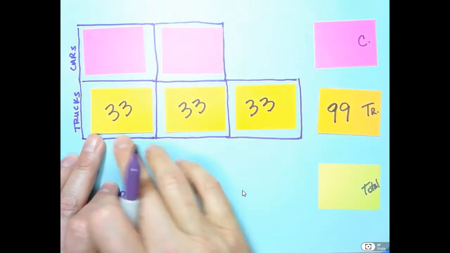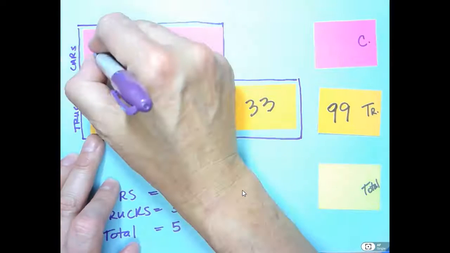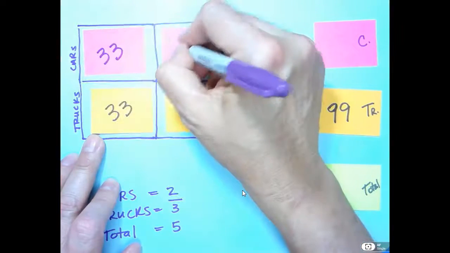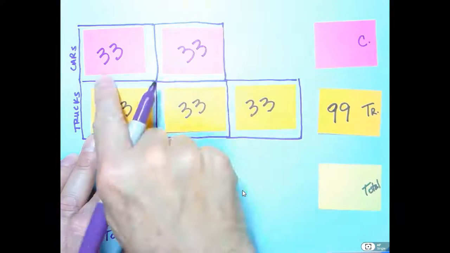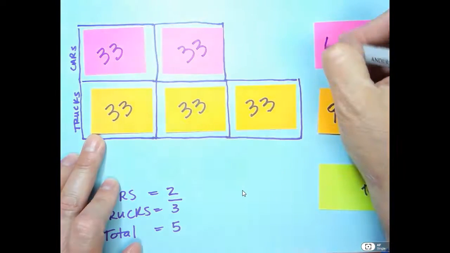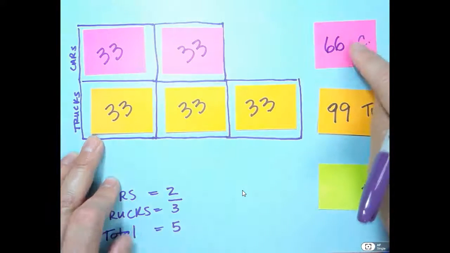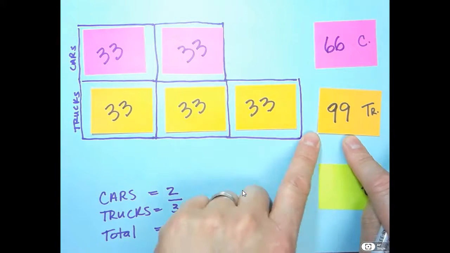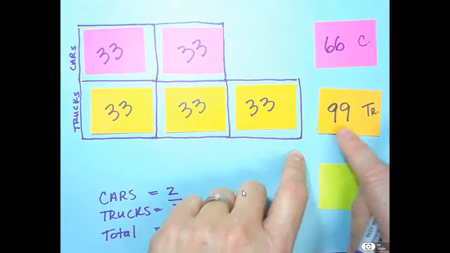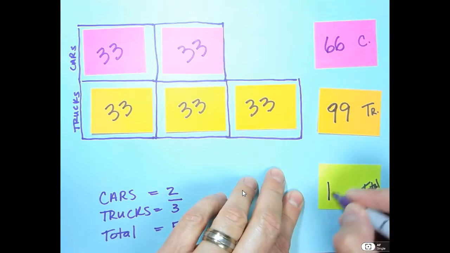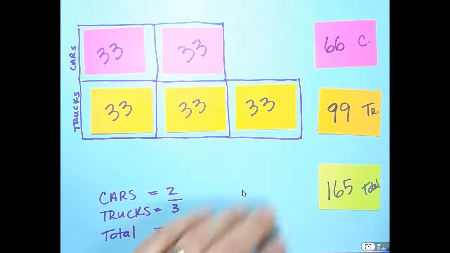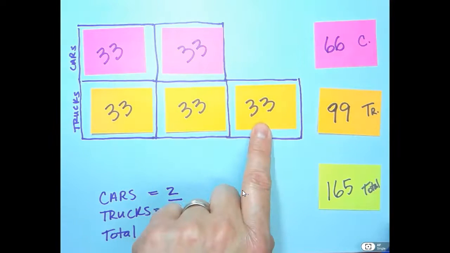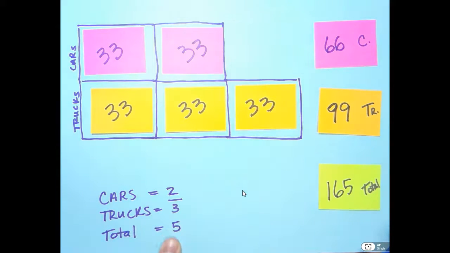And I know because this is a ratio, every group is the same size. So that tells me quickly that there are 66 cars out in the parking lot. And if I add 66 to 99, I get 165. Or if I wanted to, I could multiply 33 times 5, and I would still get 165 total vehicles.